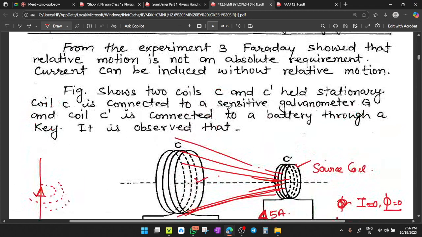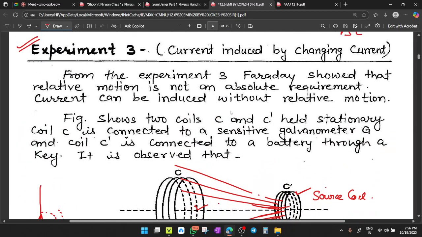So what happened? From experiment 3, Faraday showed that relative motion is not absolutely a requirement. Till now we depended only on relative motion, that only relative motion can produce the electromotive force. Yes or no? In all the cases we have seen, we performed relative motion. But now the current can be induced without relative motion. Yes, this is induction, and here you can produce current without any relative motion.